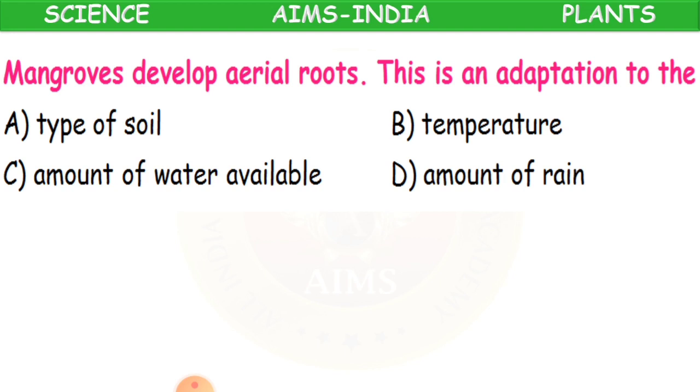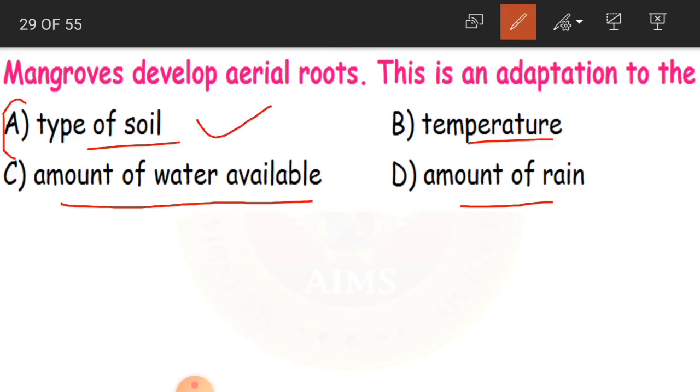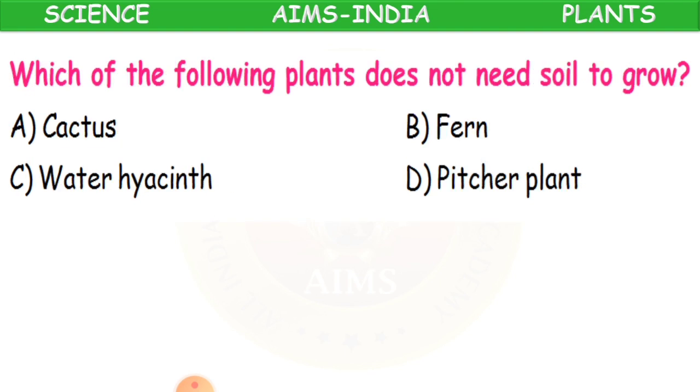Mangroves develop aerial roots. As we just learned, mangroves are also marshy plants. Okay, so this is an adaptation to what? Weather, type of soil, temperature, amount of water available, or amount of rain? That is type of soil. Okay, children? Type of soil, like a wet soil.